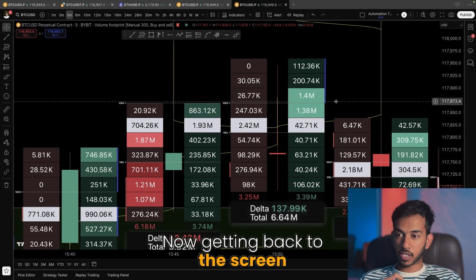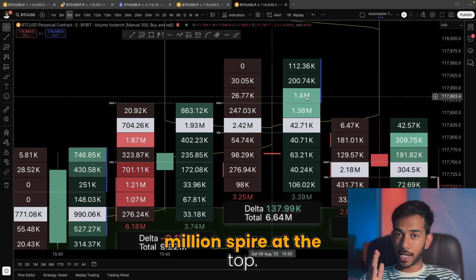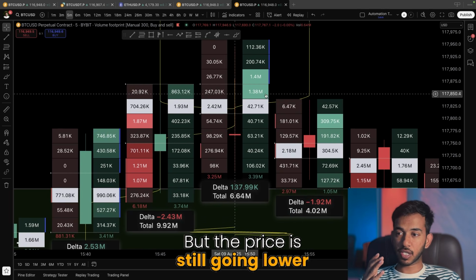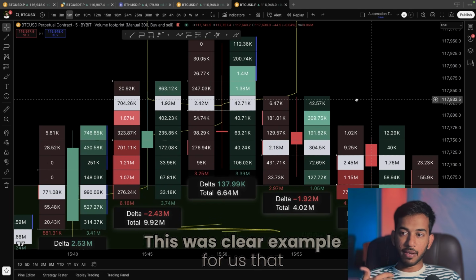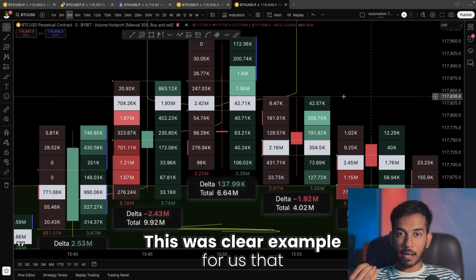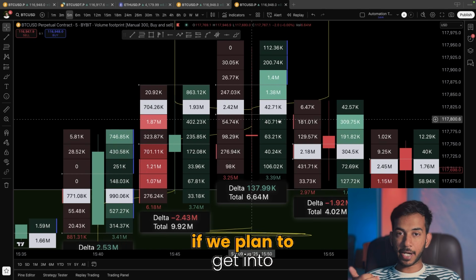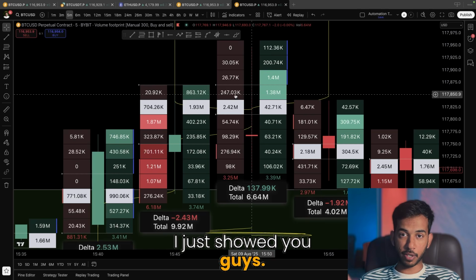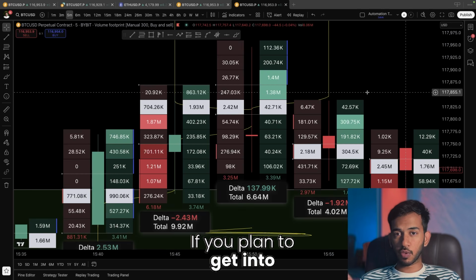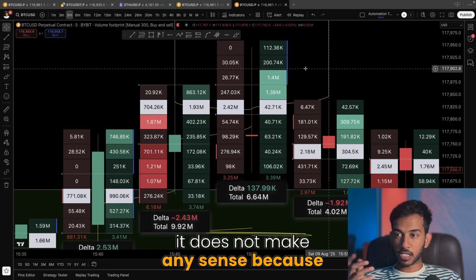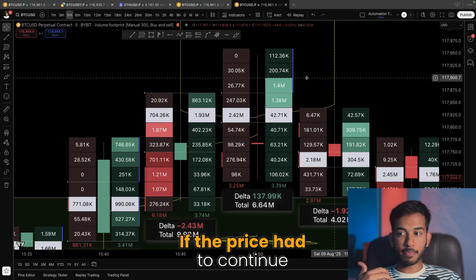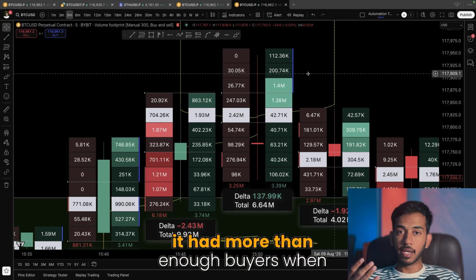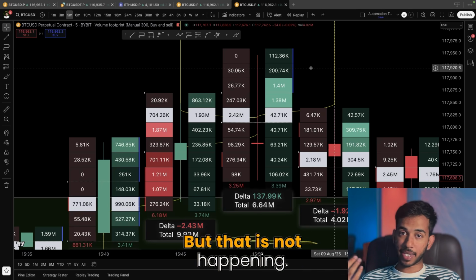Now getting back to the screen, we see 1.4 million buyers at the top, another 1.38 million buyers at the top, but the price is still going lower and lower and lower. This was a clear example for us that if we plan to get into a long trade on the closing of that particular candle that I just showed you guys, it does not make any sense because there are so many buyers. If the price had to continue going higher, it would have just kept on going because it had more than enough buyers compared to sellers, but that is not happening.